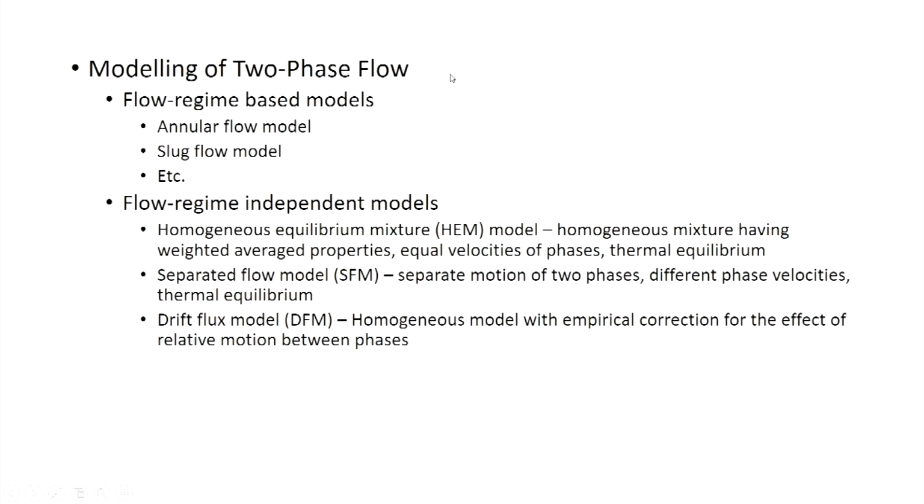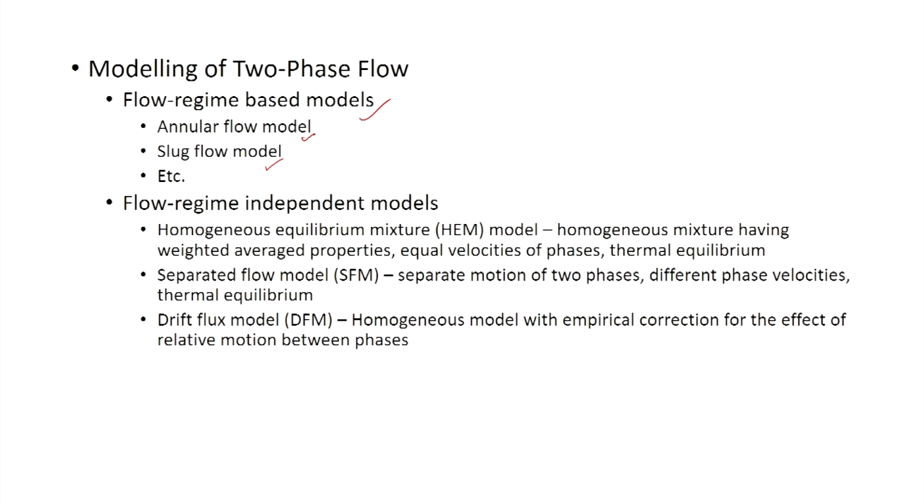There are different types of models of two-phase flow. There are flow regime based models. These are for specific types of flow regimes. If we know the flow regime, then we can use the model for that particular flow regime. For example, there are models for annular flow, there are models for slug flow, and similarly there are specific models of different types of flow regimes.